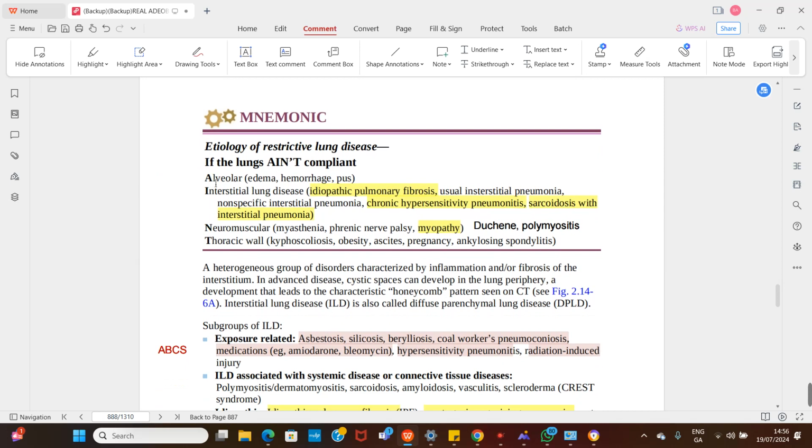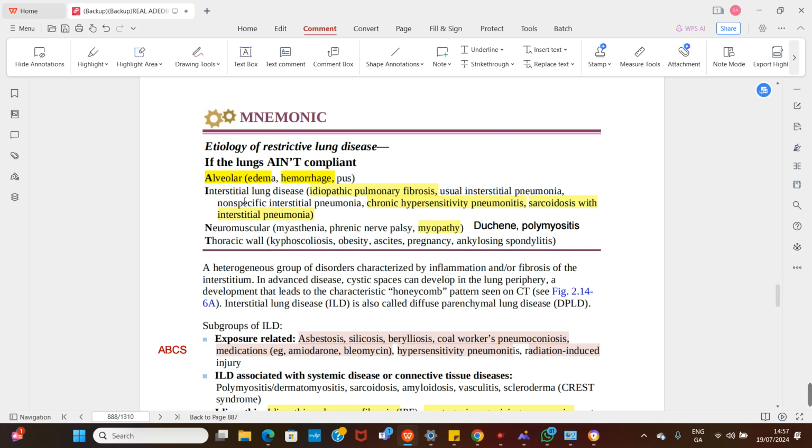AINT. Alveolar, which could come from alveolar edema, maybe from pulmonary edema, or pulmonary hemorrhage. Does anybody remember a condition that can cause pulmonary hemorrhage? Anybody? Bronchiectasis. Anthrax. Okay, good one. Goodpasture syndrome. Yes, Goodpasture. So pus too can be there. This is very rare, so maybe spread from empyema or something.